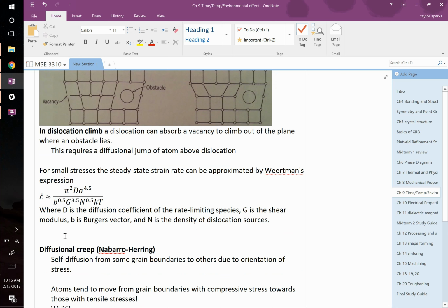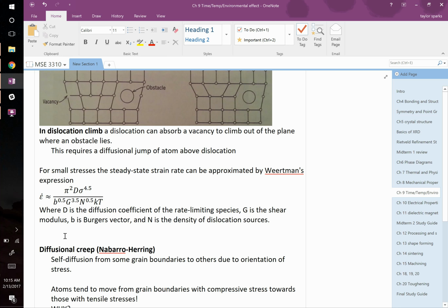It's going to be proportional to your diffusion coefficient and stress. It's going to be inversely proportional to the Burgers vector, so the bigger the Burgers vector, the slower it's going to be. That makes sense. This thing has to hop some Burgers vector distance away. If that's bigger, it's going to be a slower process. Then the shear modulus, and N is the dislocation density. So if you get too many dislocations, they're going to start to see one another, and it's going to slow this down, and temperature in the bottom.